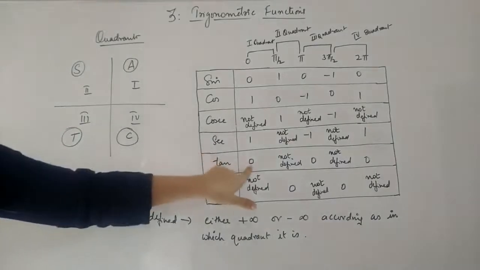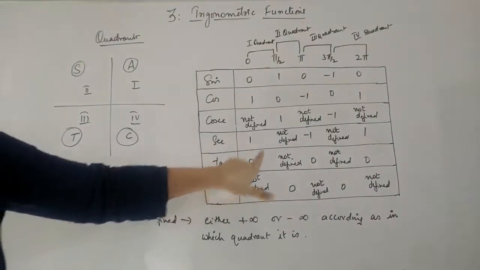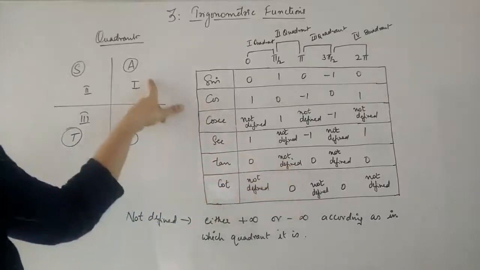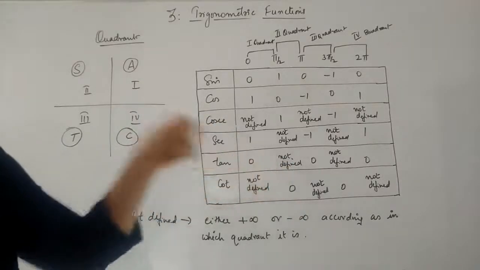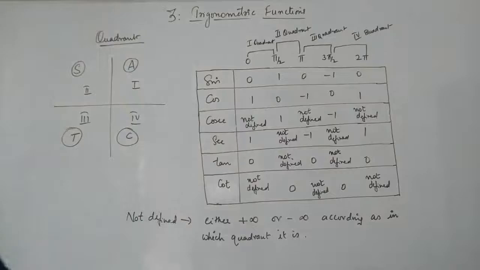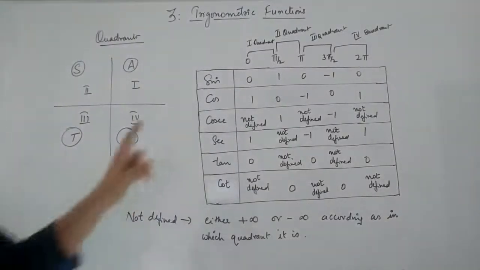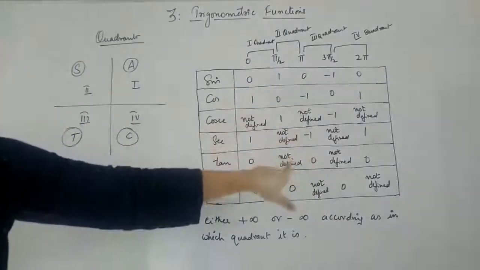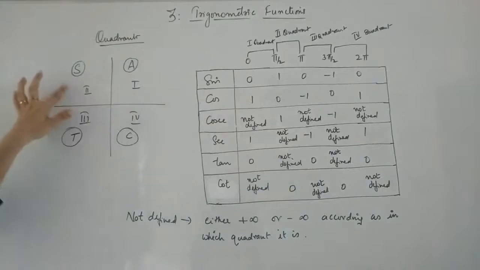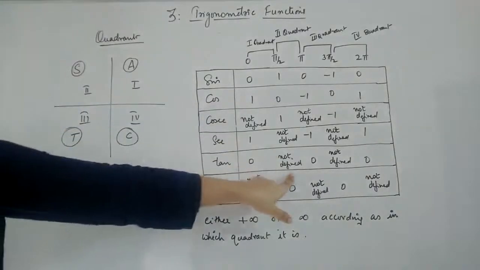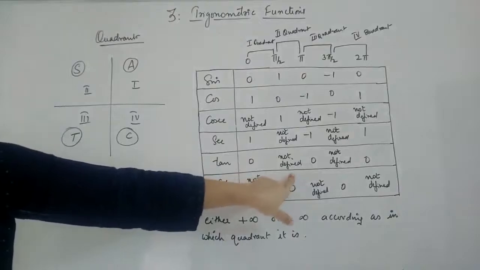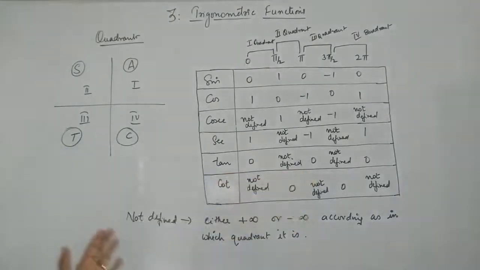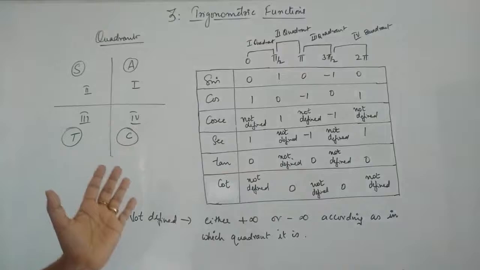Next is tan. Tan in the first quadrant is ranging from 0 to not defined. Again for the first quadrant you can treat it as positive infinity. So it is 0 to infinity, means increasing only. Then in the second quadrant you have again not defined to 0. Now in the second quadrant tan is negative, so you have to treat this not defined as minus infinity. Okay, minus infinity to 0. Minus infinity to 0 means it is again increasing.